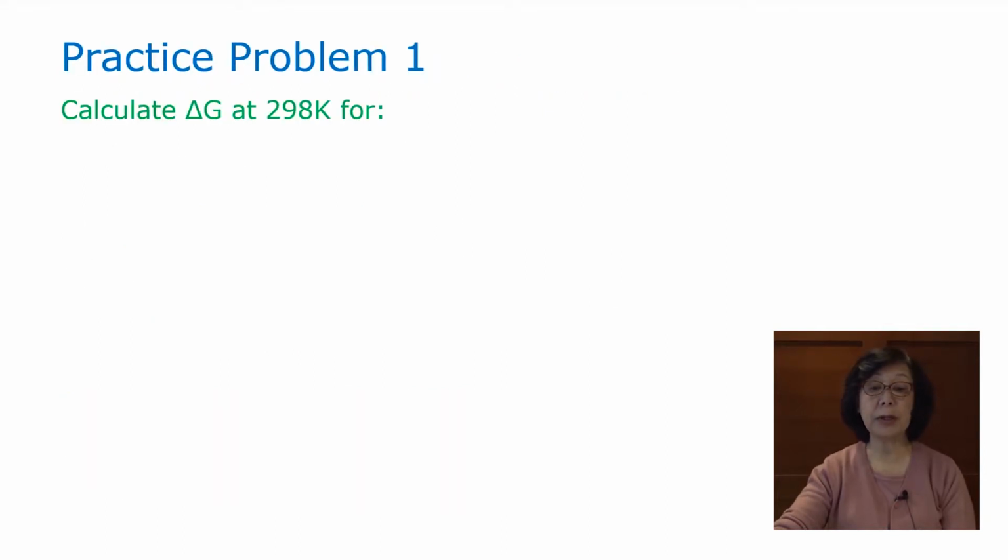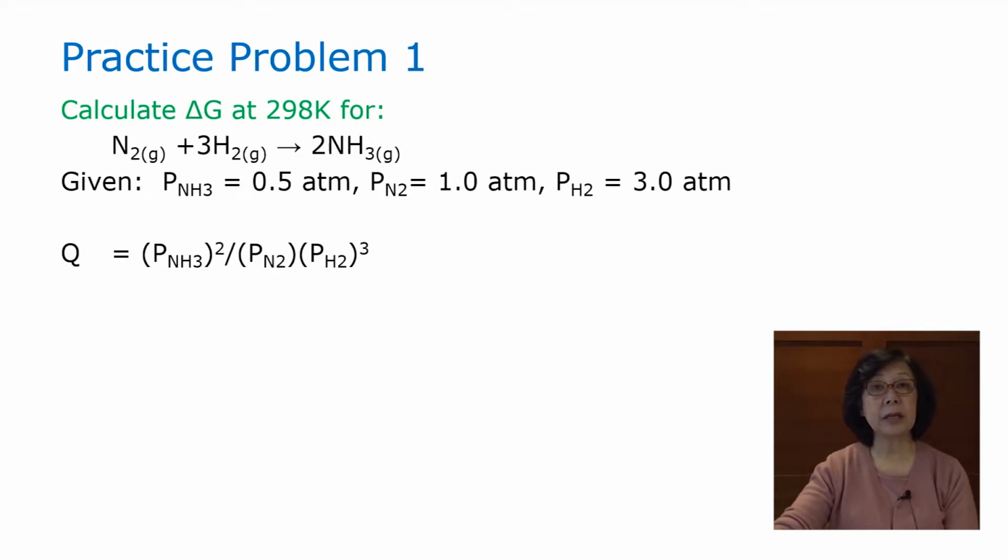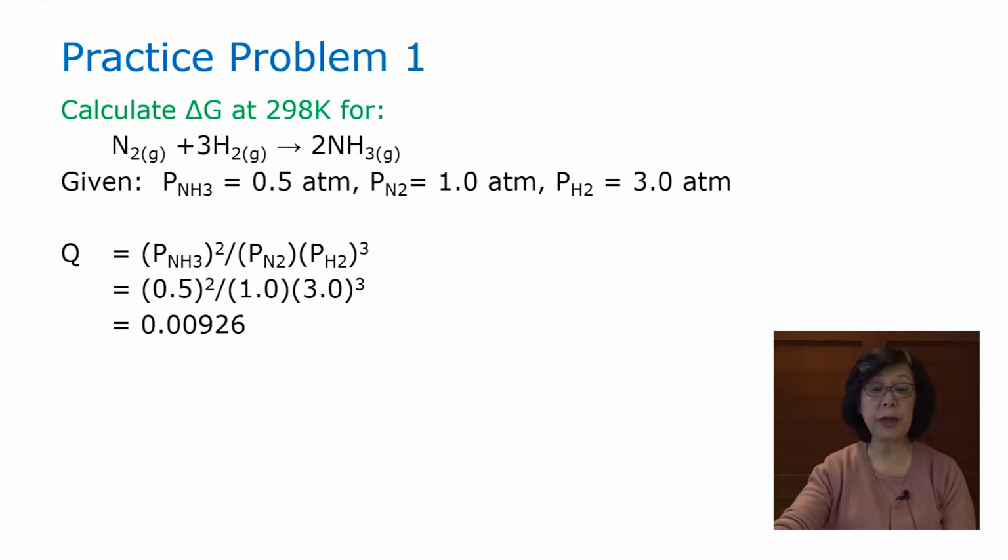Practice problem number 1. Calculate the Gibbs free energy at 298 K for the making of ammonia, given the partial pressure of ammonia is 0.5 atm, nitrogen 1 atm, and hydrogen 3 atm. Now remember, at standard conditions, the partial pressure would have been 1. Now the condition has been changed to non-standard. So we set up the quotient expression, which is partial pressure of ammonia raised to the power 2 over the partial pressure of nitrogen and the partial pressure of hydrogen raised to the power 3. Then we substitute the pressures into the expression and find the quotient to be 0.00926.